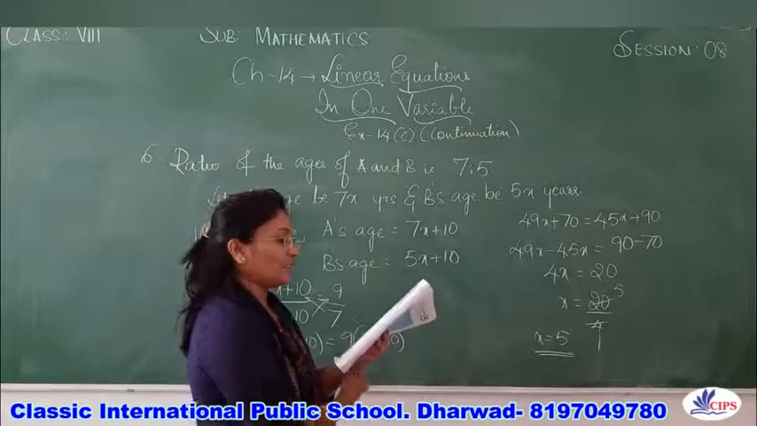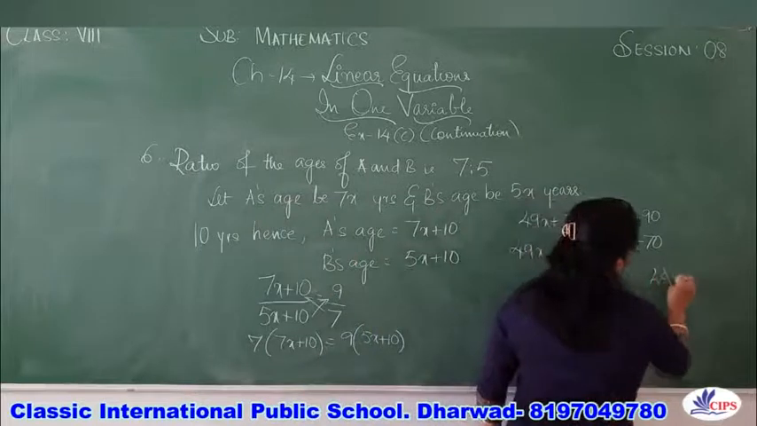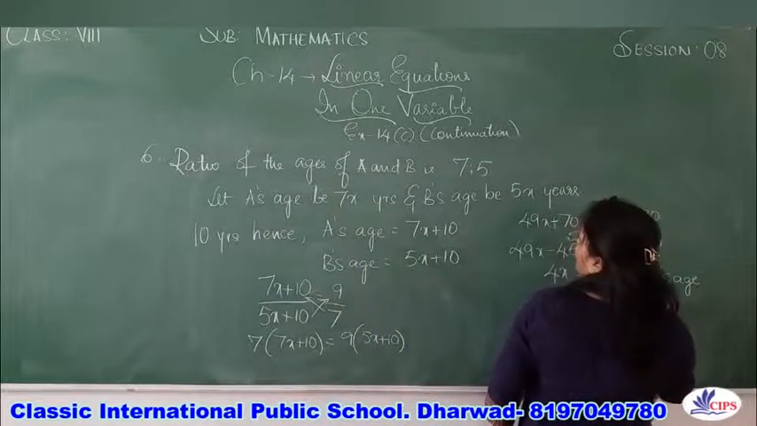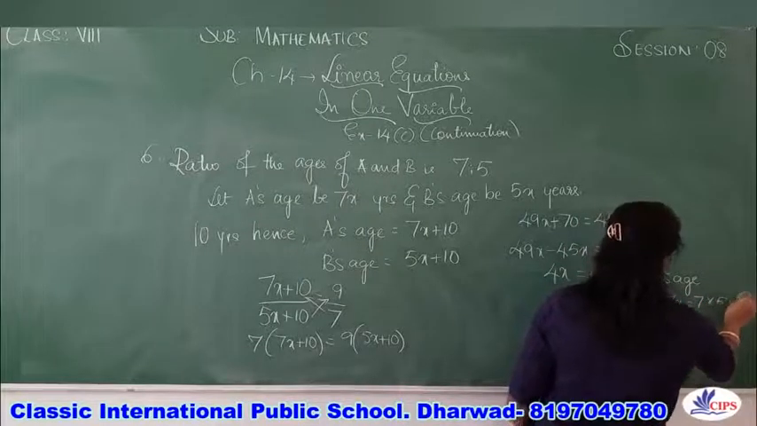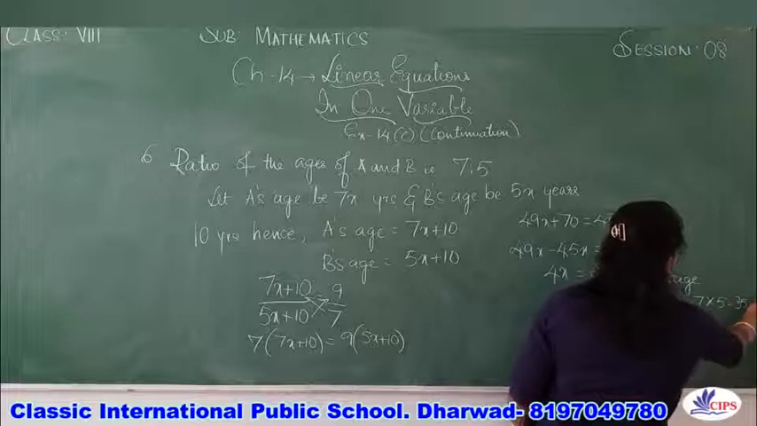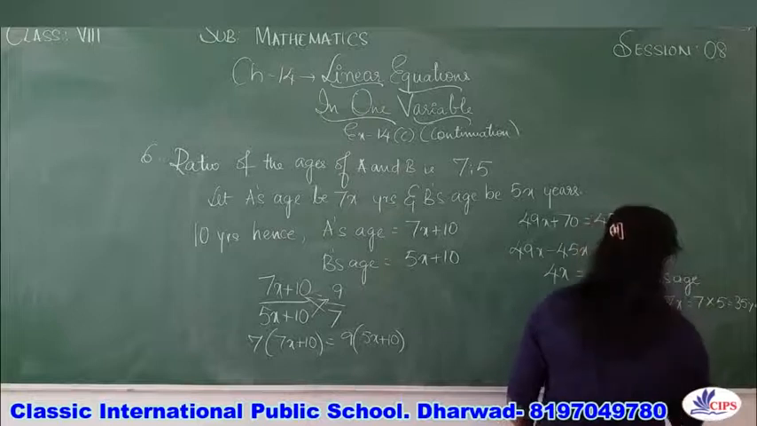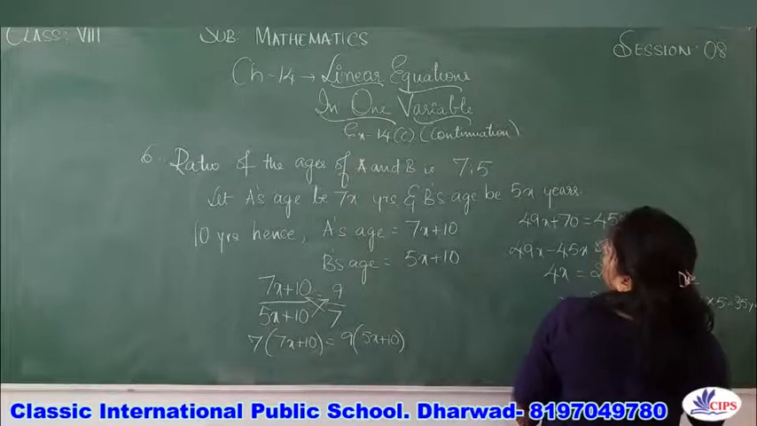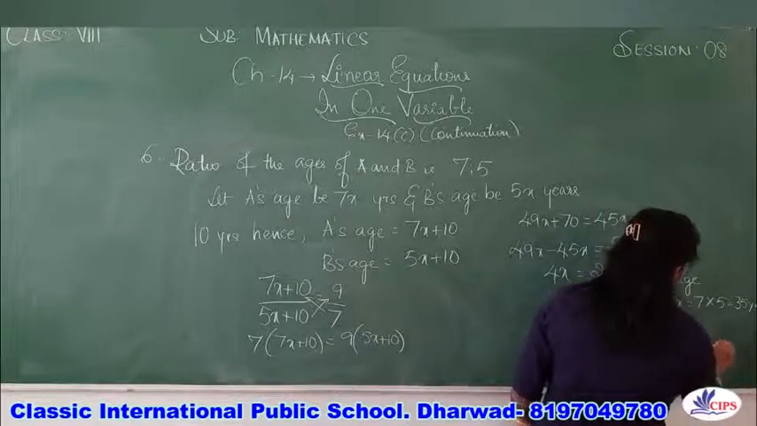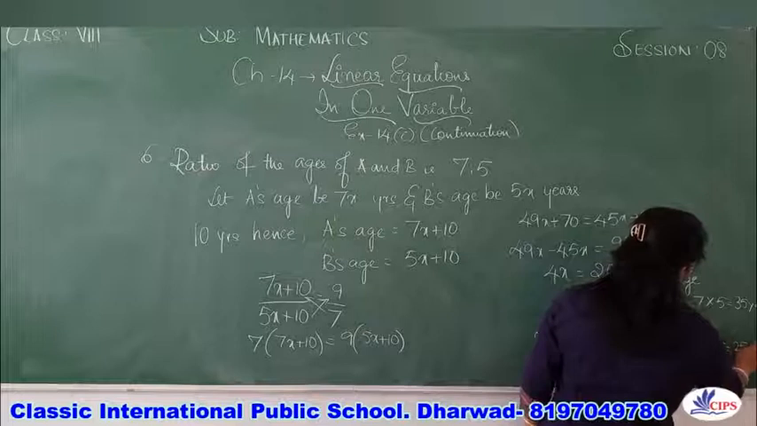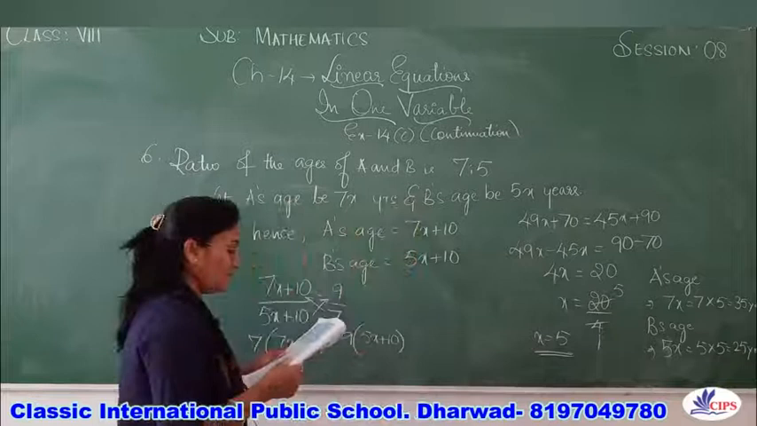Now let us find their present ages. So what is A's age? A's age is 7x. Original is 7x. So it's 7 into 5, that is 35 years, and B's age. So we have 5x. So it's 5 into 5, that is 25 years. Got? So we have done the sixth one.